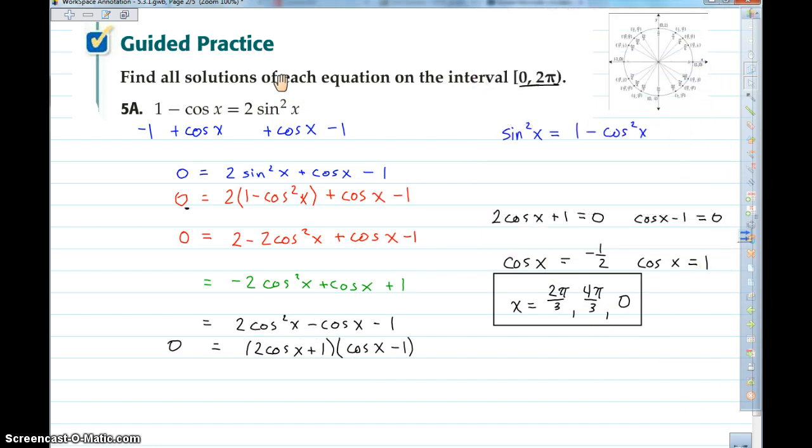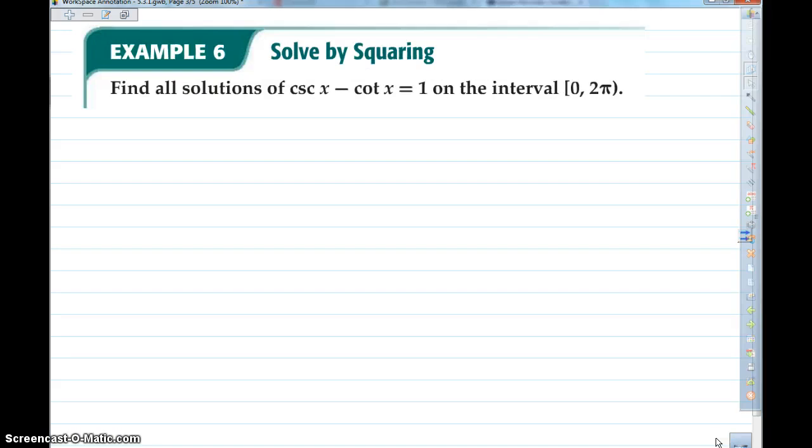All right, we have one other example to work on today. And that's that sometimes you can solve these equations by squaring one of the sides. We're going to find all solutions of cosecant x minus cotangent x when it's equal to 1. So we're going to go ahead and try to solve this by squaring both sides of the equation.